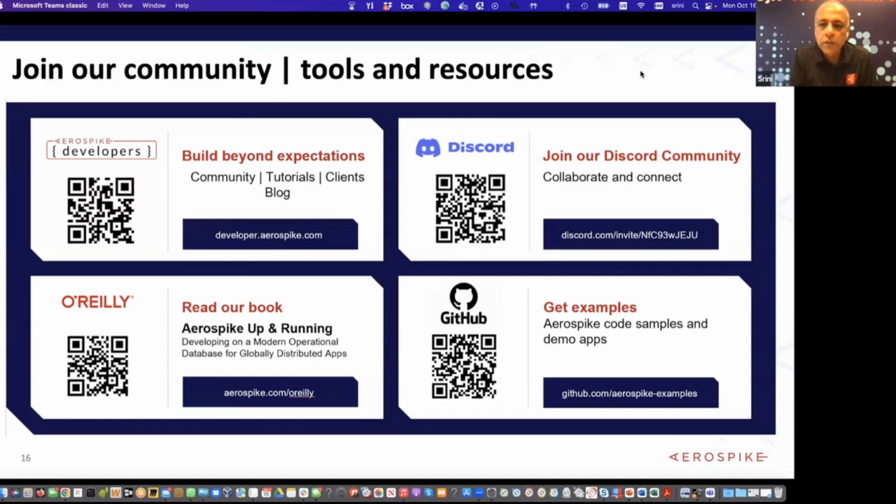Yeah, can you repeat the question, please? I think the question has to do with the comparisons and contrasts between in-memory and hybrid memory, and whether hybrid memory is the only way that Aerospike can manage.